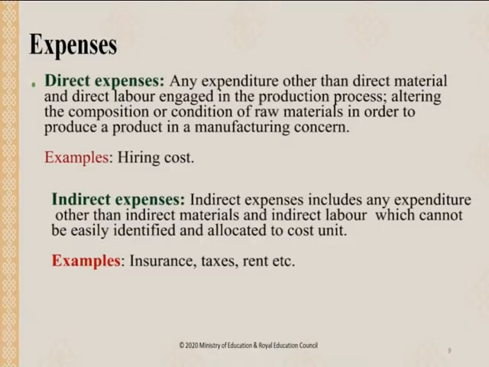And the next we have indirect expenses. Indirect expenses include any expenditure other than indirect materials and indirect labor which cannot be easily identified and allocated to a cost unit. Examples are insurance, tax, rent, and so on. So these are what we have for the expenses, and I hope you are getting the concept of the components or the elements of cost.